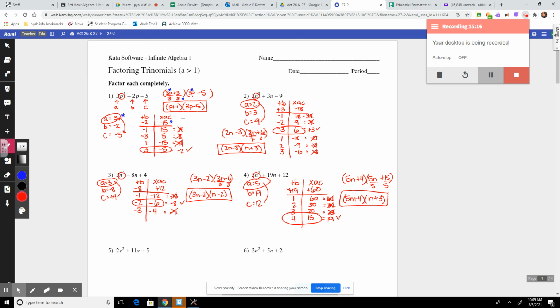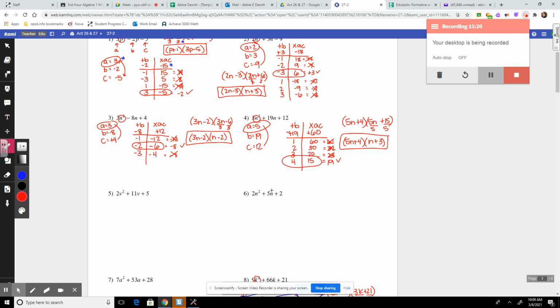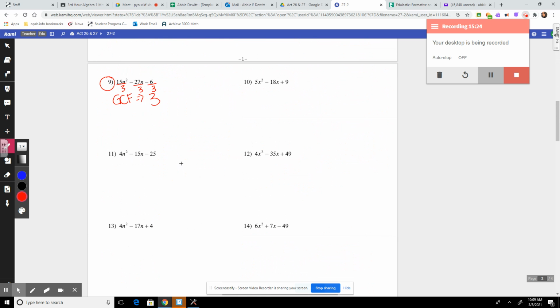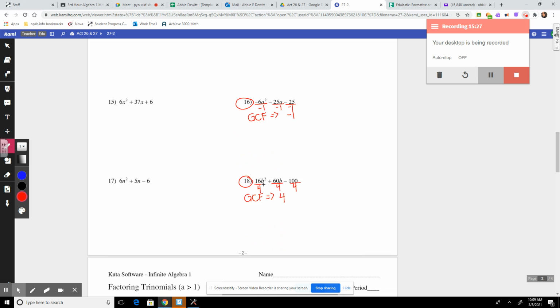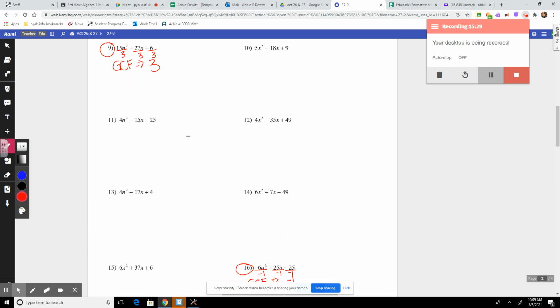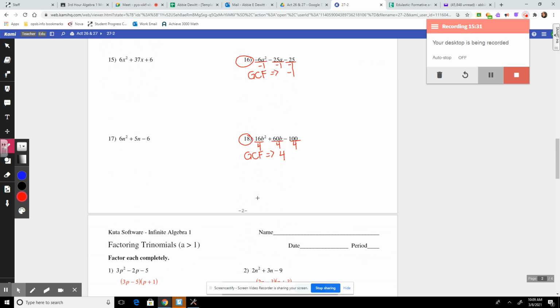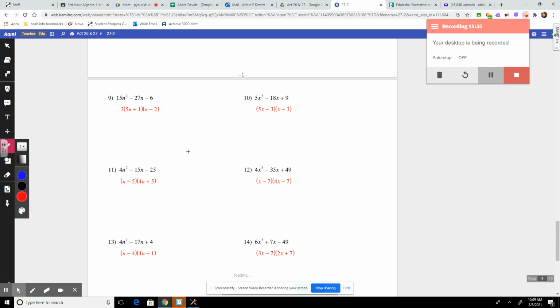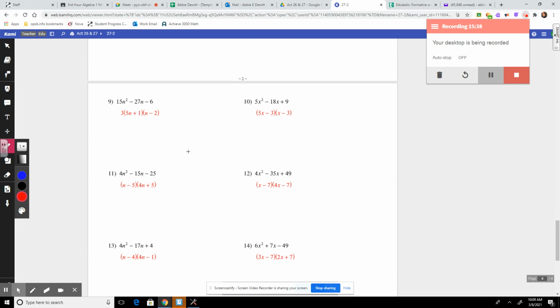Okay, so I did numbers 1, 2, 3, 4, and number 8 for you on the first page. So you're just doing 5, 6, and 7. And then I told you the GCF of 9, 16, and 18. So you're doing 9 through 18. Now, if you scroll down here, you will have the answers that you can check your work with.